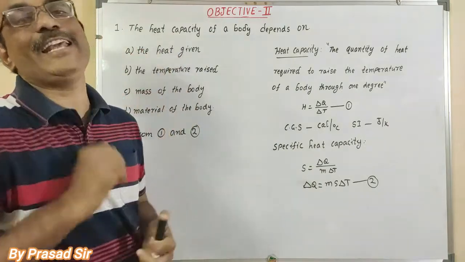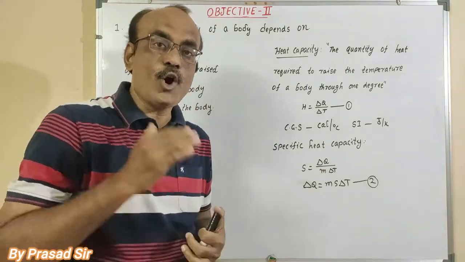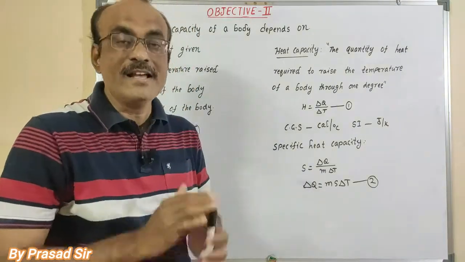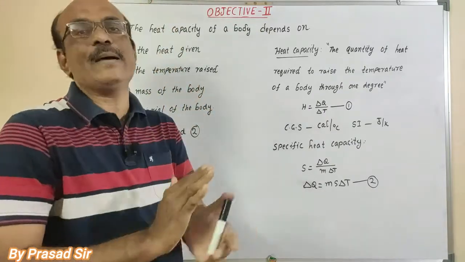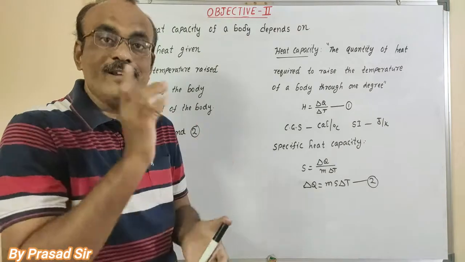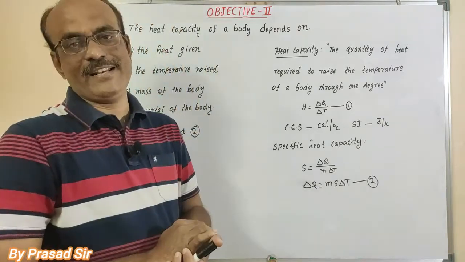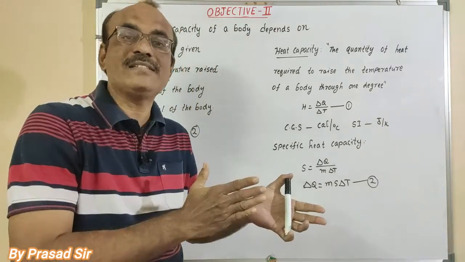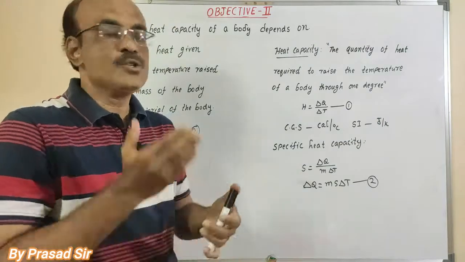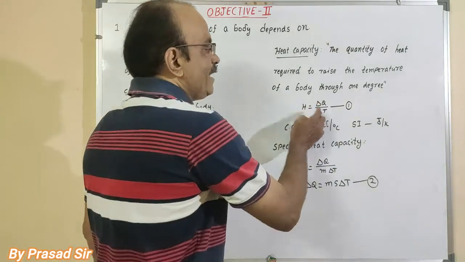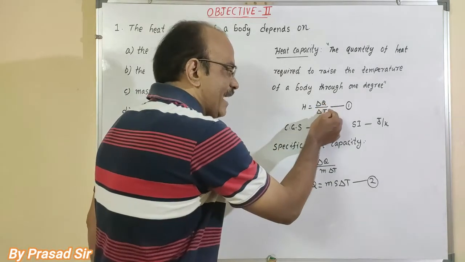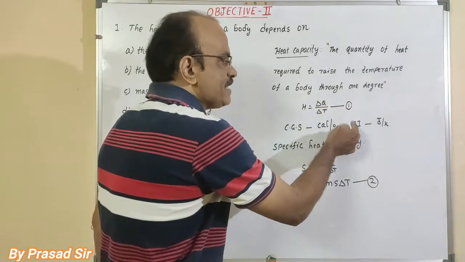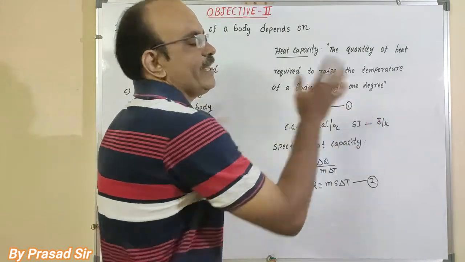meant by the heat capacity. Heat capacity or thermal capacity means the amount of heat which is required to raise the temperature of a body through 1 degree centigrade. This is known as the heat capacity or thermal capacity. So H is equal to delta Q by delta T. So units: CGS system, calorie by degree centigrade; SI system, joule by Kelvin.